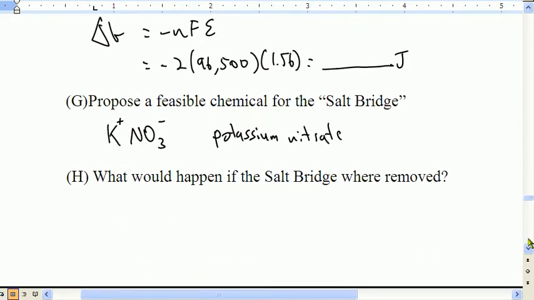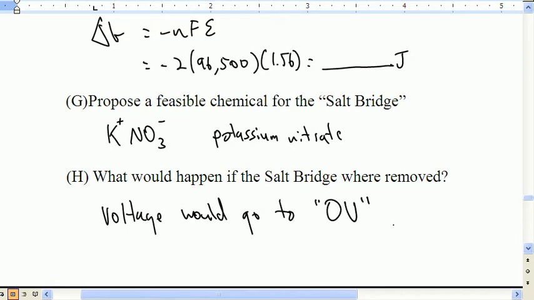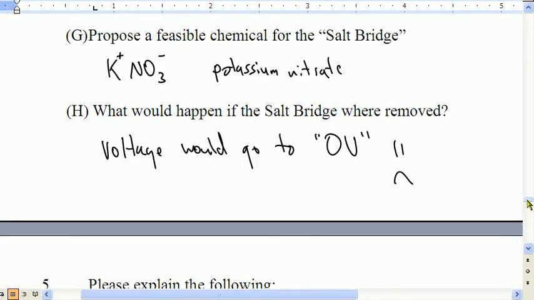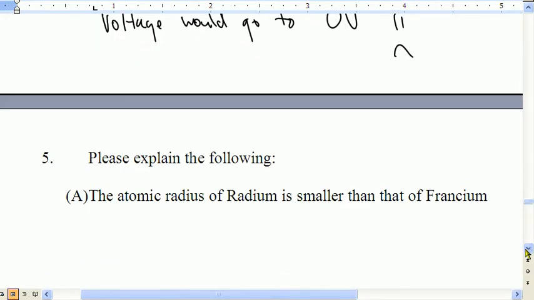What would happen if the salt bridge was removed? Voltage would go to 0 volts. Oh, so sad. You might have remembered that from the lab when I had you remove the salt bridge.